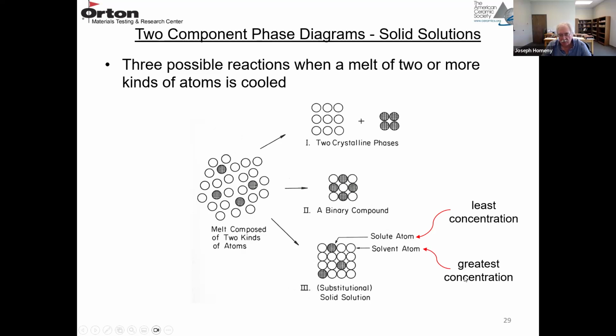The solvent atom is the greatest concentration. That would be the open circles here. And the least concentration is the solute atom. That would be these circles, the darker ones that are crosshatched. The solutes are going to be the lower concentration.